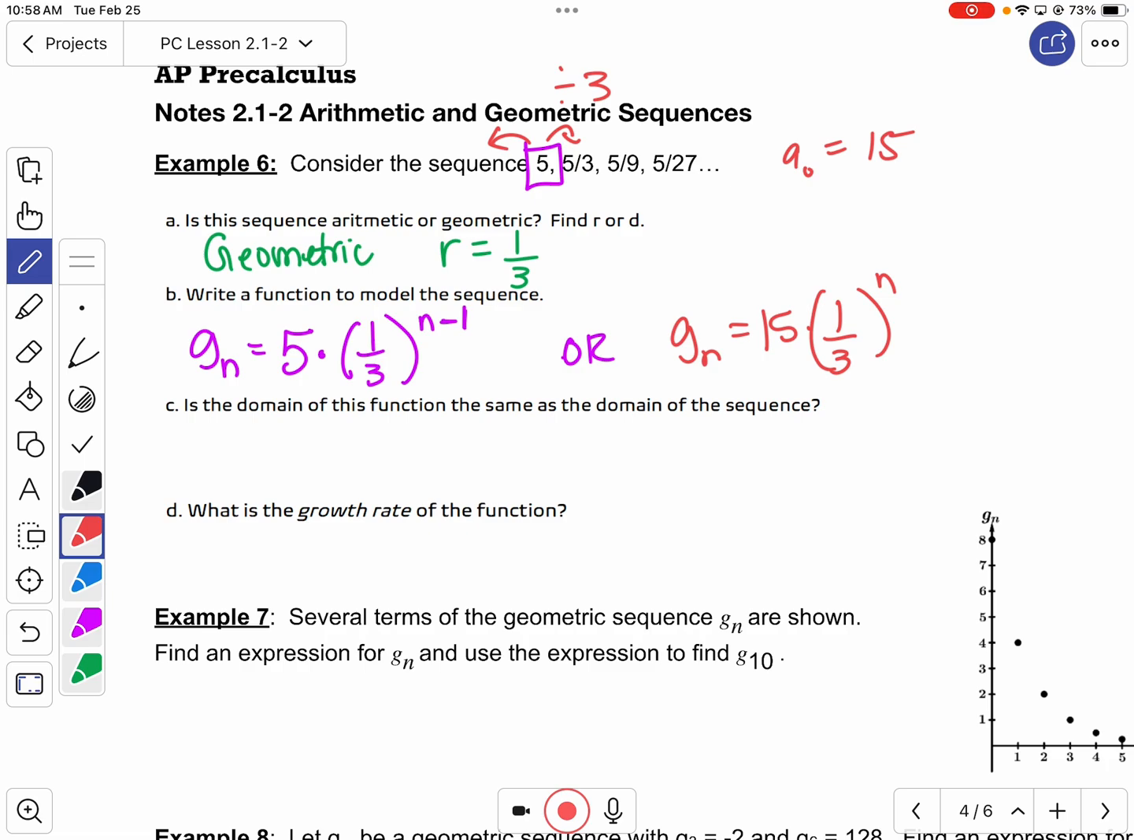All right, so now this is interesting. Is the domain of the function, so the function would be y equals 15 times 1/3 to the n, the same as the domain of the sequence? The sequence are those individual terms that we have. What do you think?